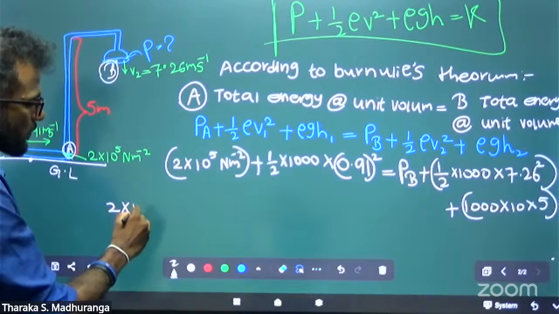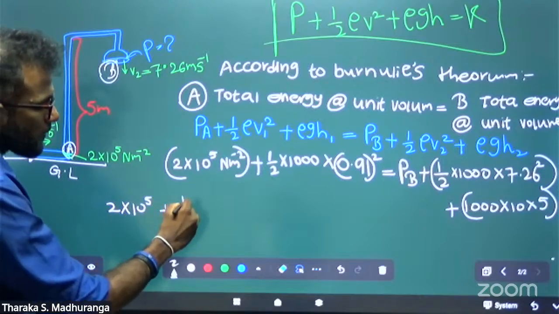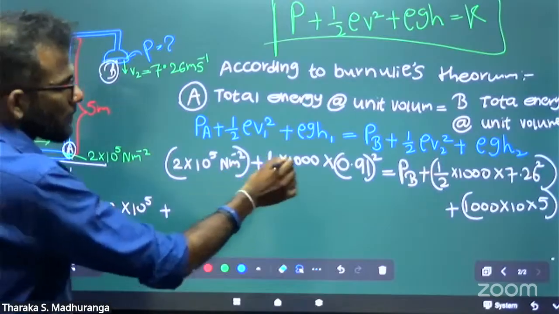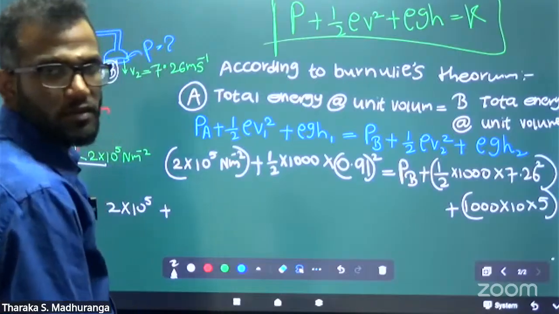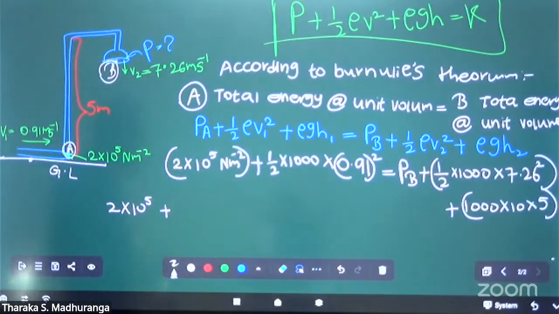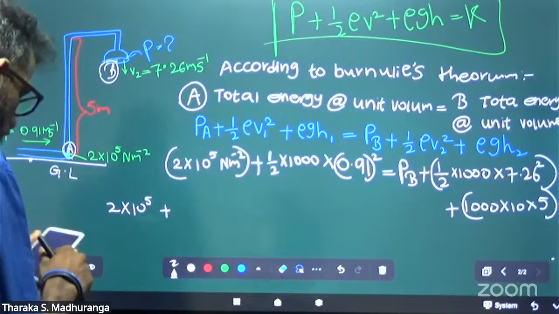Two into 10 to the power 5 plus half into 1500, 500 into 0.91 squared. Okay, you need to calculate that by calculator. 500 by 0.91 squared. Okay, get the value and send me, please. Okay, quickly. Now you can do this type of calculation.